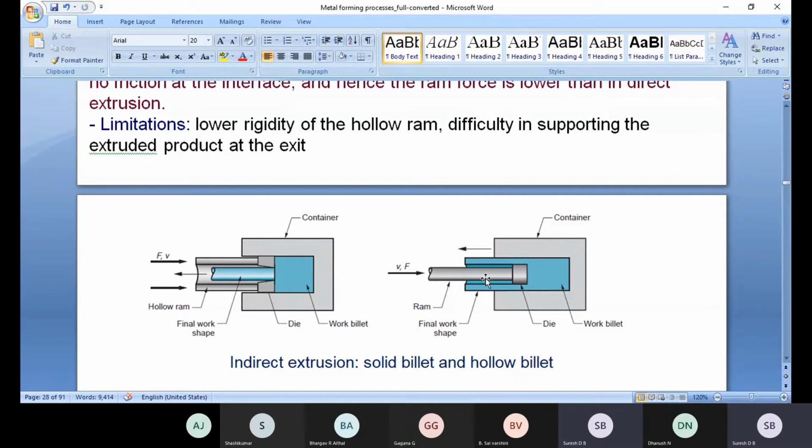Because of the hollow ram, the extruded component has a very small thickness, which makes it very difficult to handle in the indirect extrusion process. In direct extrusion there is no problem, because the compressed, deformed, extruded material moves only in the loading direction, so you can carry the extruded component very easily. But in indirect extrusion, it is very difficult to handle the extruded component.